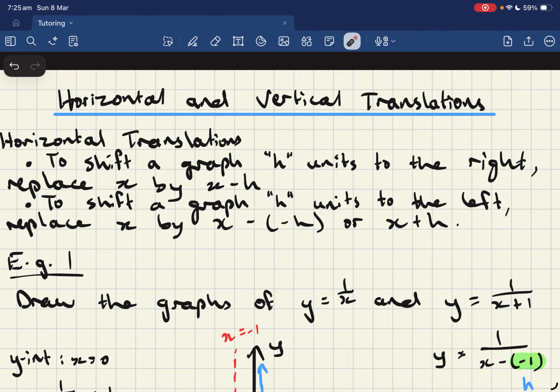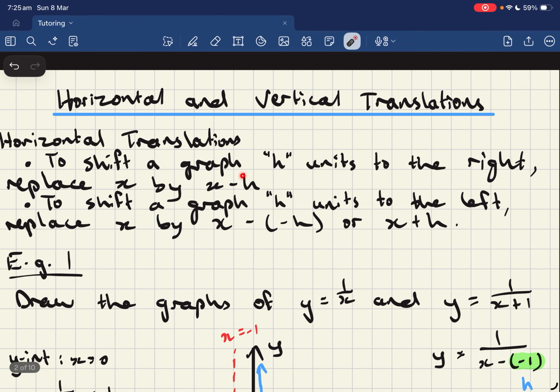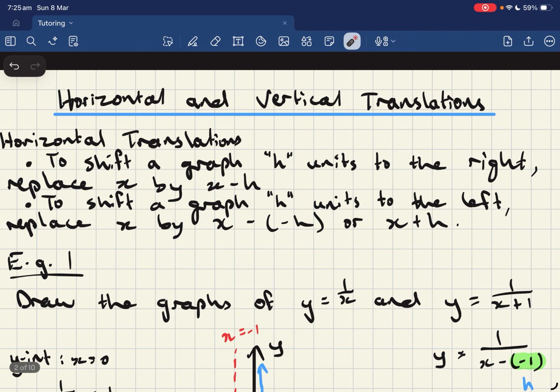Now, if we want to go h units to the left, we replace x by x plus h. If you think about it in terms of directions, positive h in this sense, because the minus is just attached to the x, we are trying to go h units in the positive direction. Here we are going h units in the negative direction. So I always lay it out like this, but you'll notice here, because I have a double negative, this will look like x plus h. So this is how we're going to read it off and apply it when we do our graphing.